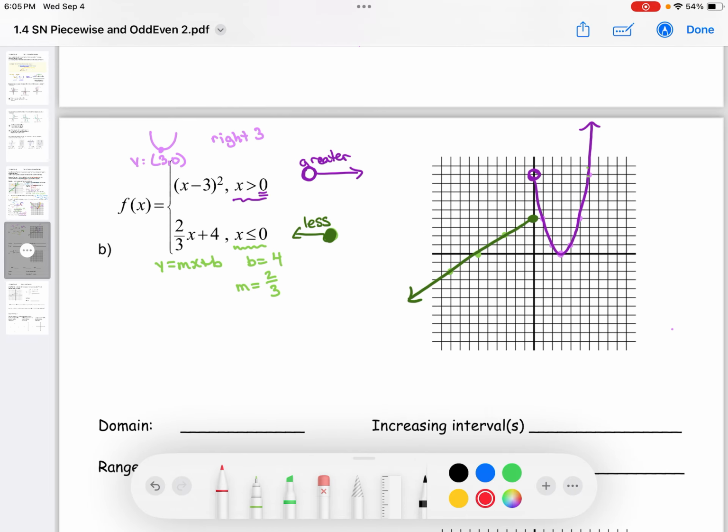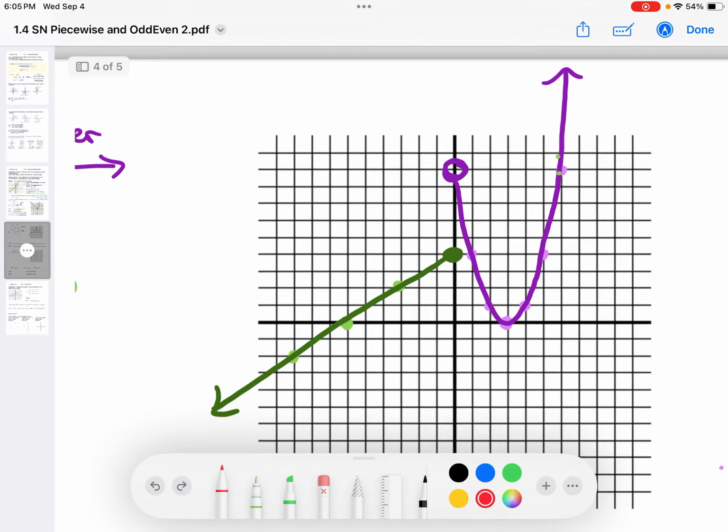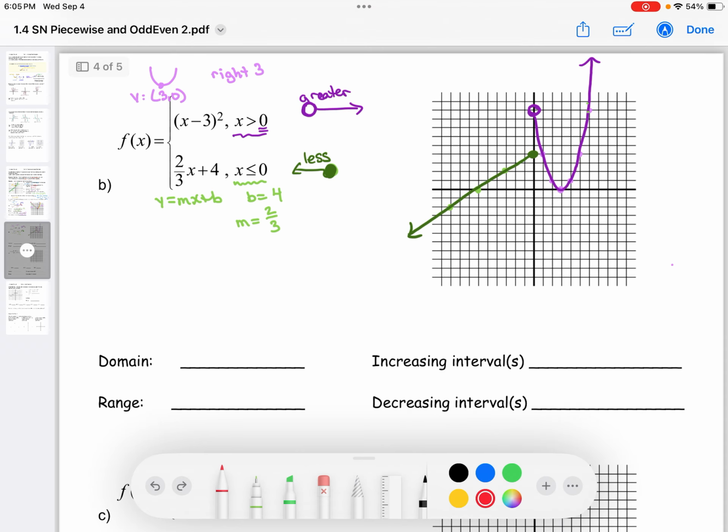Talking about domain, the only place there could be a break might be at 0. But if we notice, 0 does get used by the linear green piece of the function. So there's no break in the domain. Domain negative infinity to positive infinity. Or you could write that as all real numbers.